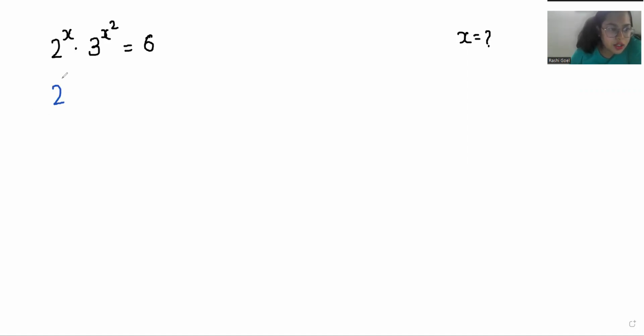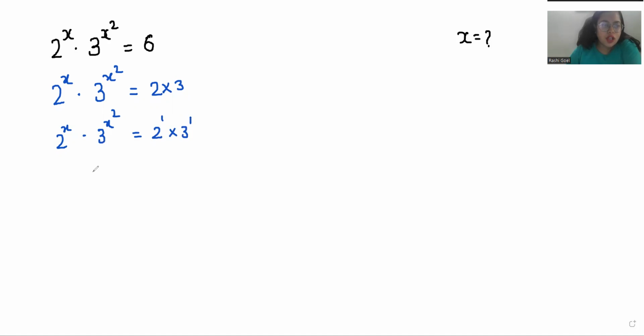So we can write this as 2^x times 3^(x²) equals, this 6 as 2 times 3. Now 2^x times 3^(x²) is equal to 2^1 times 3^1. Now separate the terms. 2^x by 2 is equal to 3 by 3^(x²).